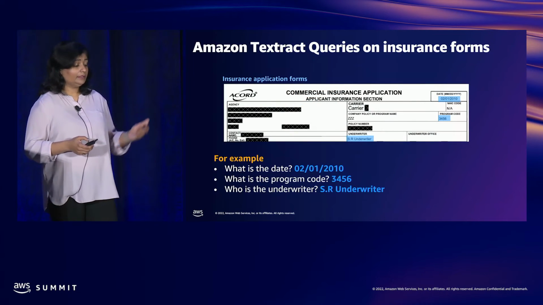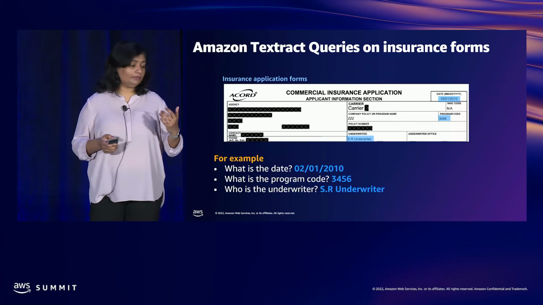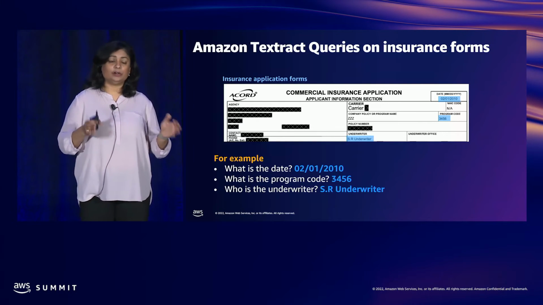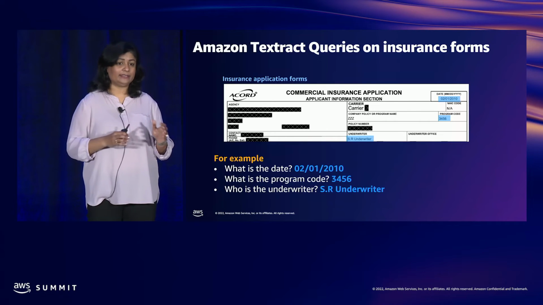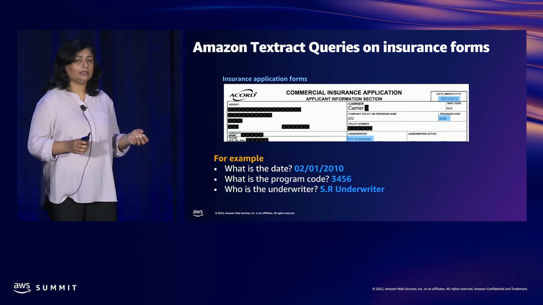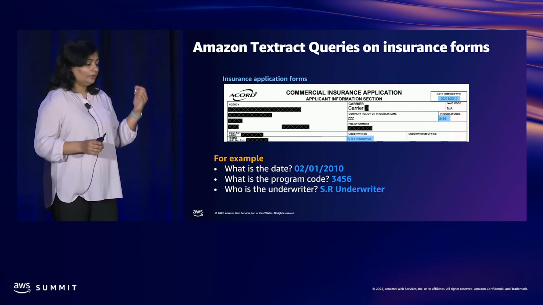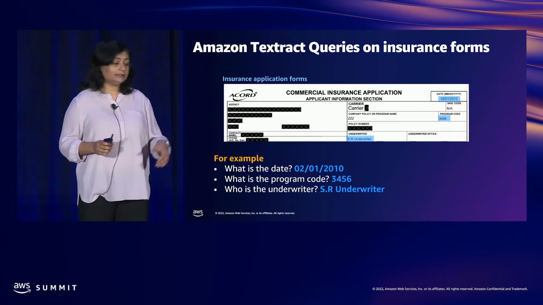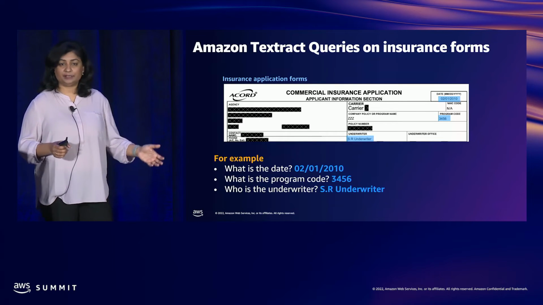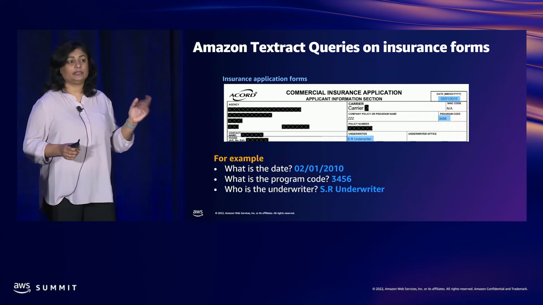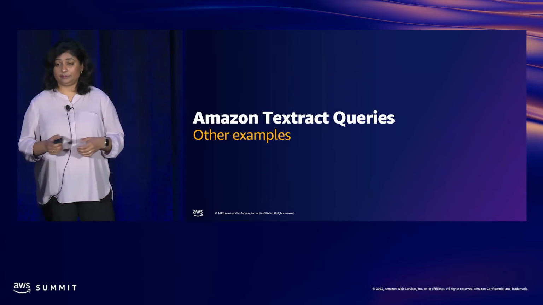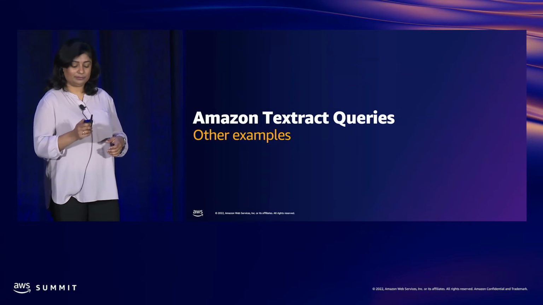Another example is an ACORD form, very common in the insurance space, right? It's the most dense document, a form with at least 100 plus fields. But if you just want to extract 5 or 6 fields, I would recommend trying out Textract queries. You can just pass in what's the program code, who is the underwriter, and it'll extract those specific fields with high accuracy. There are other examples as well where queries work, and I just wanted to bring that up.